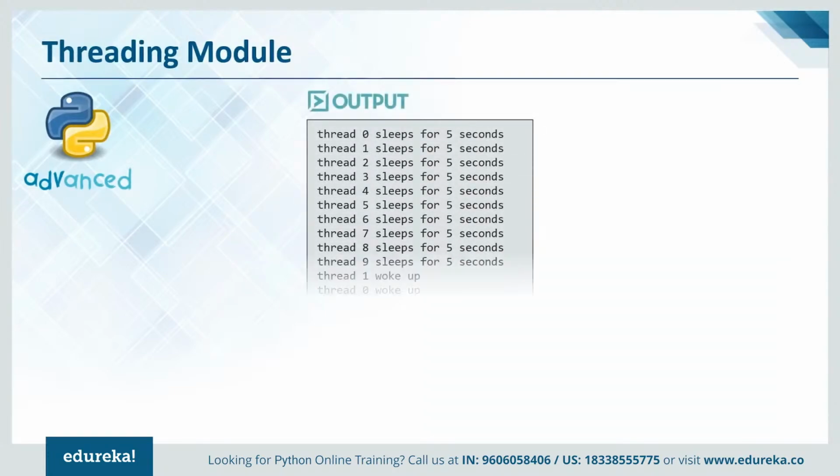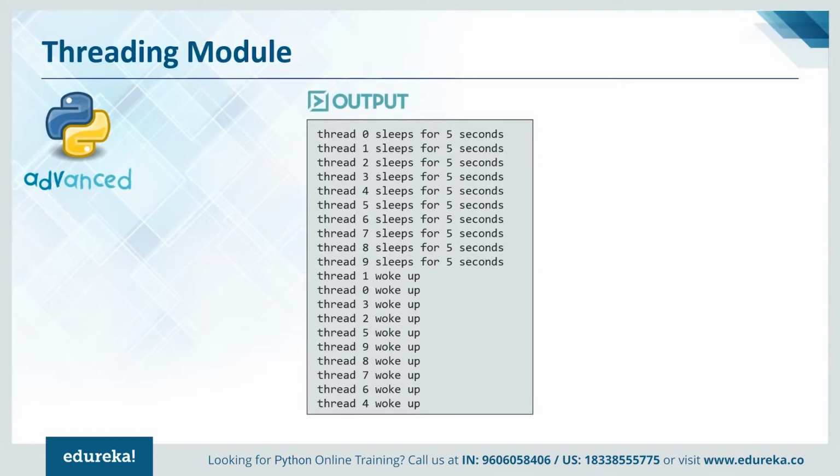The previous script returns the following output. Thread 0 sleeps for 5 seconds, thread 1 for 5, and as soon as thread 9 sleeps for 5 seconds, thread 1 wakes up. Thread 0 wakes up, then 3, 2, and so on in order. Here's a quick look at the code again so you can check it out. I really recommend you pause the video at this point, type in the code on your own, and change these statements to see how they work.